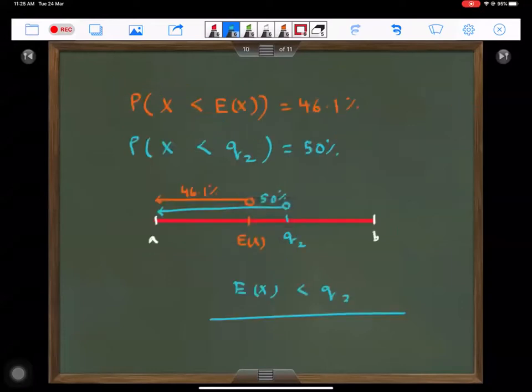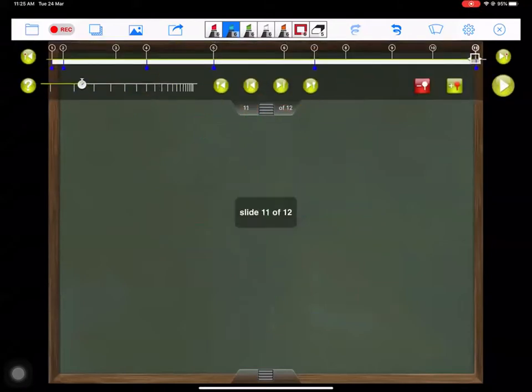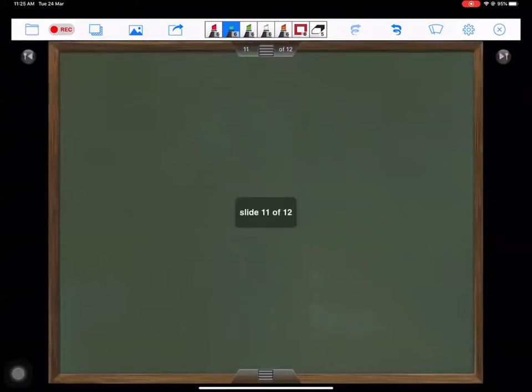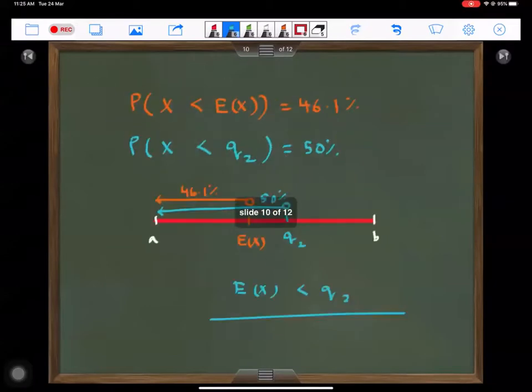Expectation probability is 46%. Median probability is 50%. Therefore, this time the expectation line is shorter. So therefore, expectation is lesser than median. If you want me to summarize it, this is how I'll summarize. I'll write it like this.